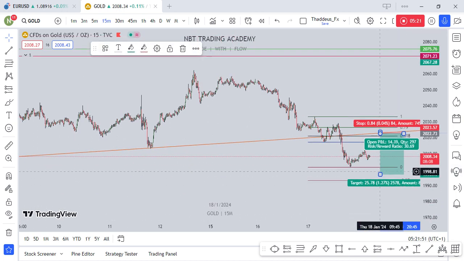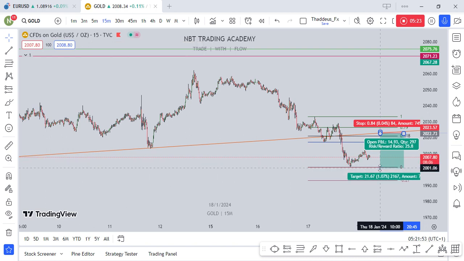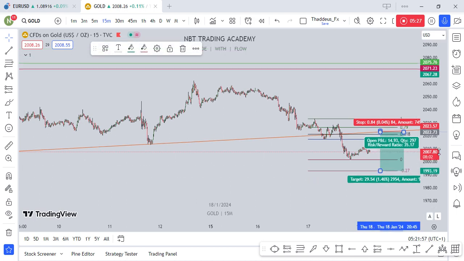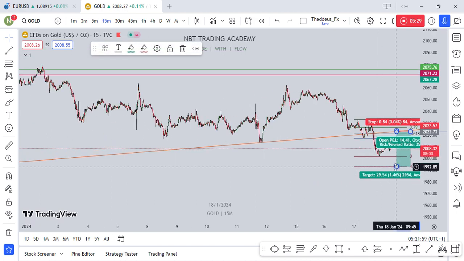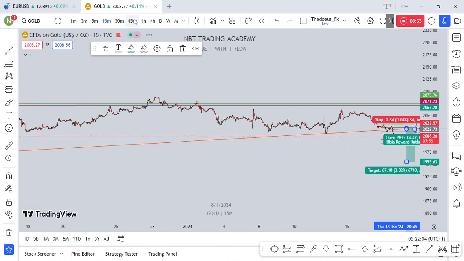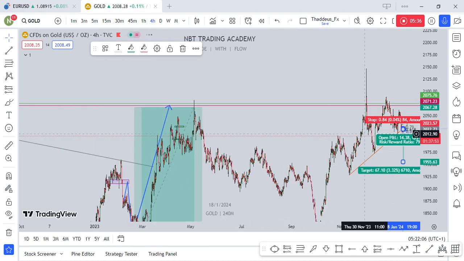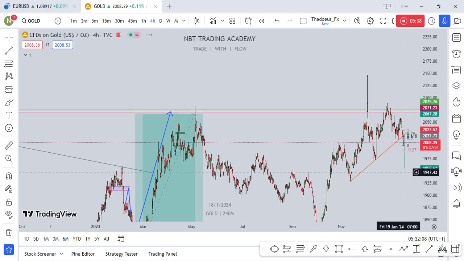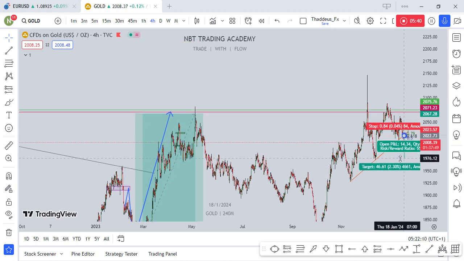But from here I take 25% of my positions. From here I take 50% of my positions, and I leave the remaining 50 to ride down to 1800, as I said earlier, which is here. Here, I'll take 75% of my positions.